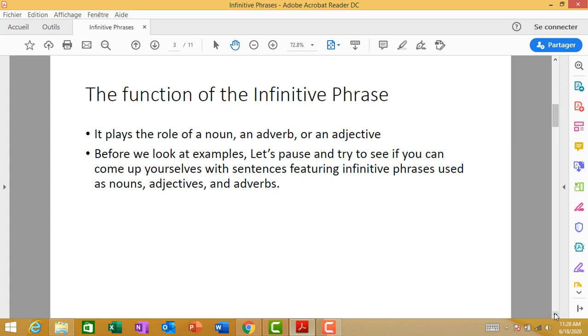Now, I'm going to ask you to pause for a second and try to come up with sentences of your own where you have infinitive phrases. This is kind of a classwork. You can try to pause the video and imagine sentences featuring infinitive phrases that are nominals, adjectivals, and adverbial. All right, so let's move on.